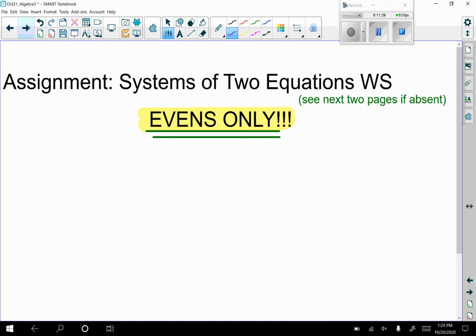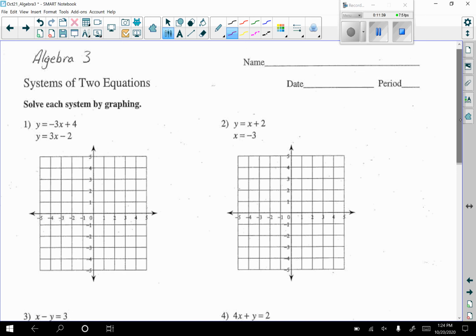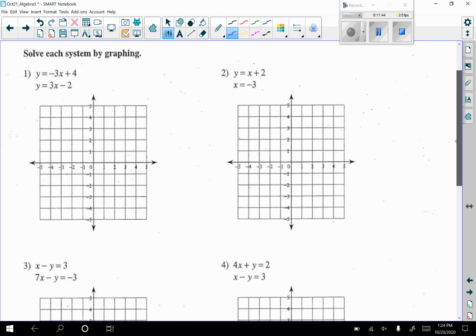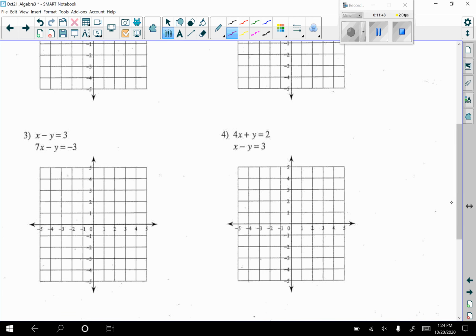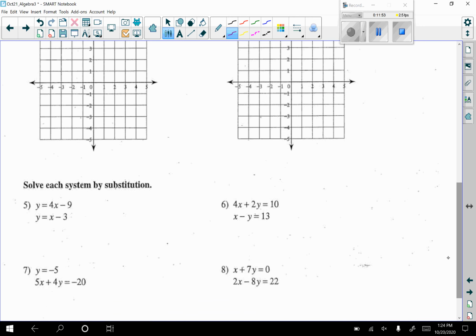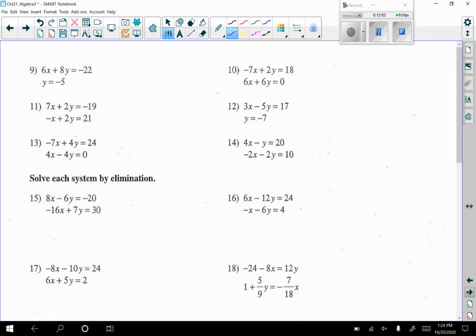All right, so this worksheet, I'll post this as a separate PDF. I just want you guys doing all of the evens. This is a mixture of solved by graphing. So I'll scroll through this. So 2 and 4 are solved by graphing. Then when you get down to the next section here, 6 and 8 are solved by substitution. So are 10, 12, and 14.